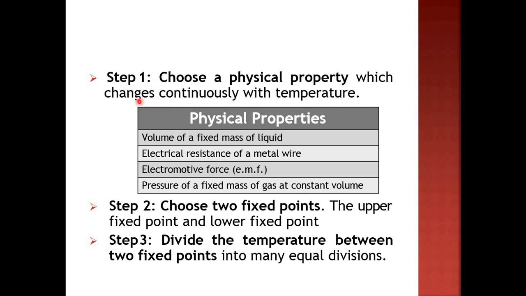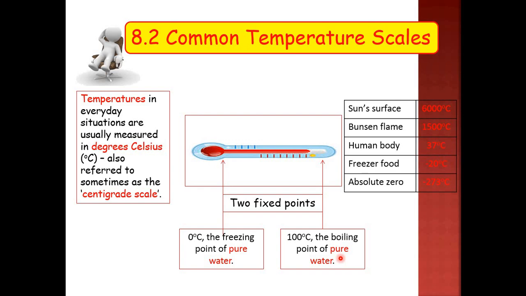So this is the physical property. In step two, you will have to choose two fixed points, the upper and the lower fixed point. And then the last step is to divide the temperature between the two fixed points into many equal divisions.